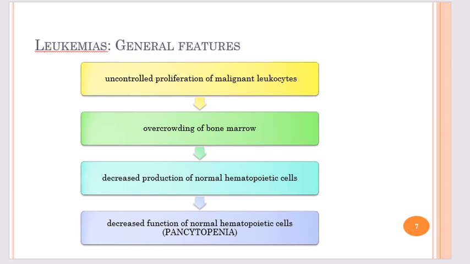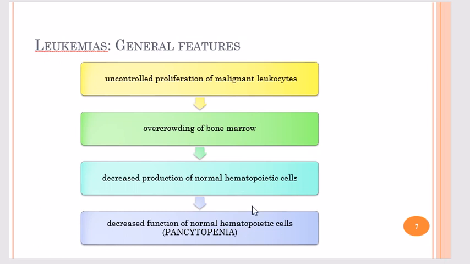In terms of some general features of leukemia, there's uncontrolled proliferation of these malignant leukocytes. Because there are so many of them, it causes overcrowding of the bone marrow. What will happen subsequent to this is a decreased production of normal hematopoietic cells in terms of number. I'm referring to all of them, not just leukocytes. So there's decreased production of normal hematopoietic cells because of so much overcrowding within the bone marrow, so the bone marrow can't produce what it's normally used to producing.